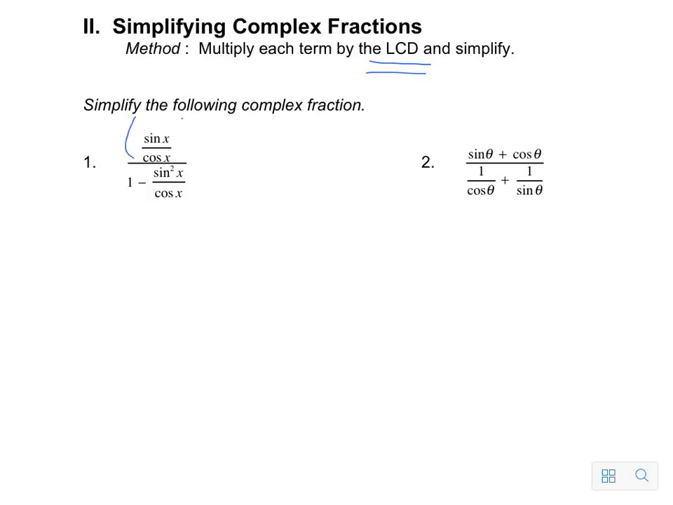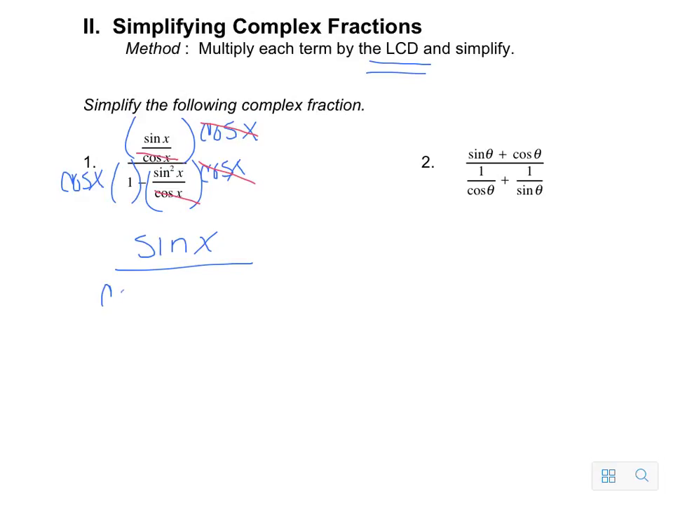So I'm going to multiply every term by cosine of x. So even this 1 by cosine of x, and this by cosine of x. So let's see if I can do any canceling. I can cancel a cosine of x for cosine of x, and a cosine of x for cosine of x. There's nothing else I can cancel. So let's see what I have left. On the top I have sine of x, and on the bottom I have cosine of x times 1 is cosine of x minus sine squared of x.